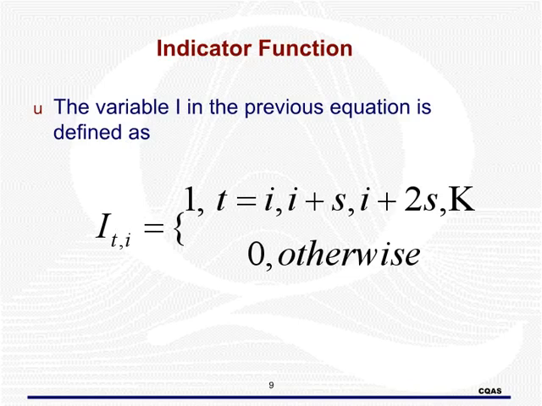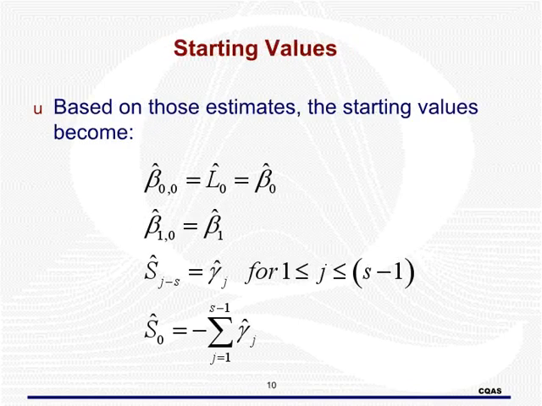If t is equal to i, then I equals 1. Otherwise, I is equal to 0. The starting values are now just the estimates from the fitted model. The starting value for the trend piece is the intercept term. The starting value for beta 1 is the slope term. The starting value for the seasonal piece is the negative of the sum of the gamma terms.